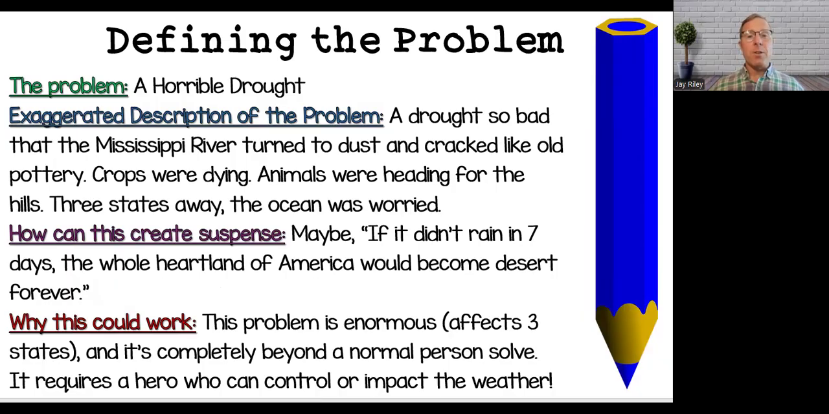So, how can I use this to create suspense? Well, I can say, if it didn't rain in the next 7 days, the whole heartland of America would become desert forever. So, I've created this suspense, I've raised the stakes. Now, this is a very serious problem. Why would this work? Well, the problem is enormous. It's affecting these 3 states. A normal person could not solve this. You need a larger than life hero in order to do it. In order to solve the problem, the hero needs to be able to somehow impact the weather.